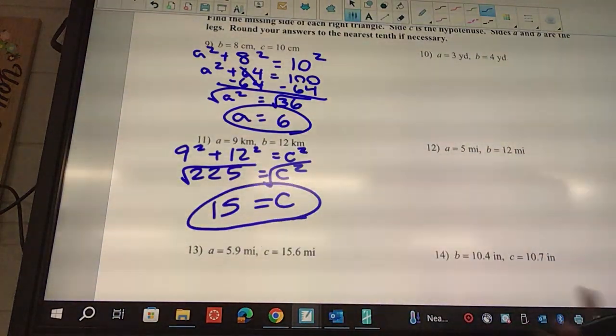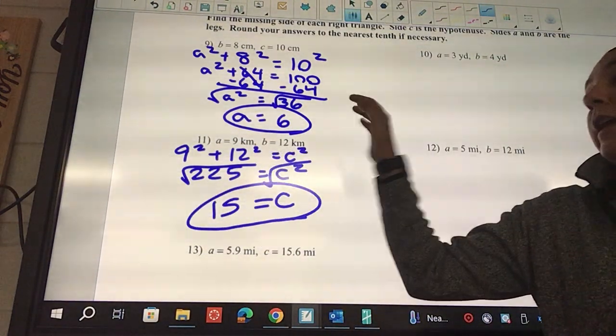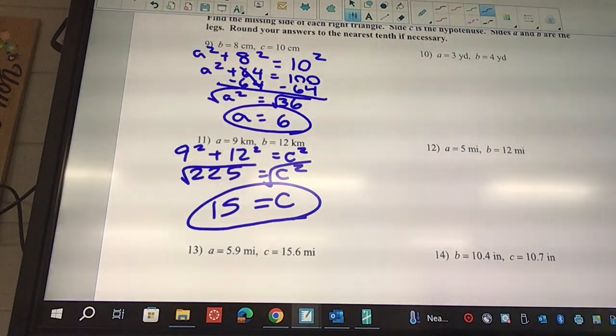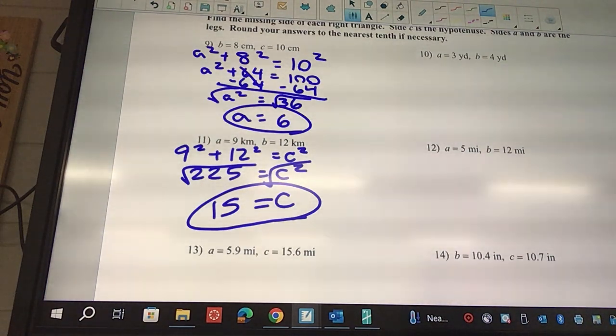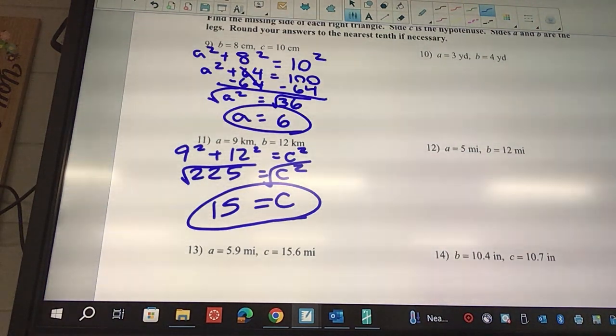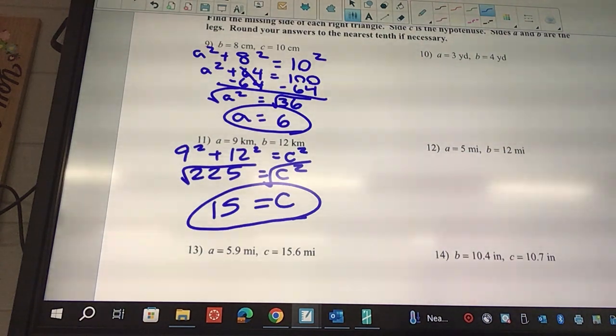Okay, and again, my C should be bigger than A and B. Not necessarily the sum of A and B, but A and B. Okay? So neither of those can be bigger than 15.